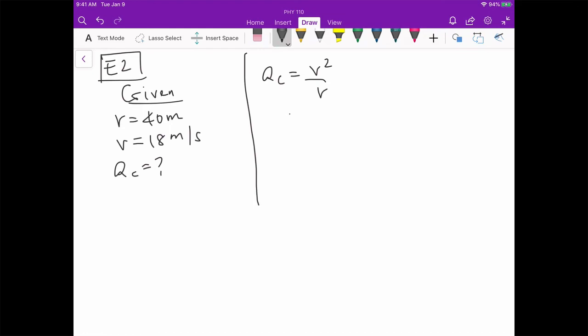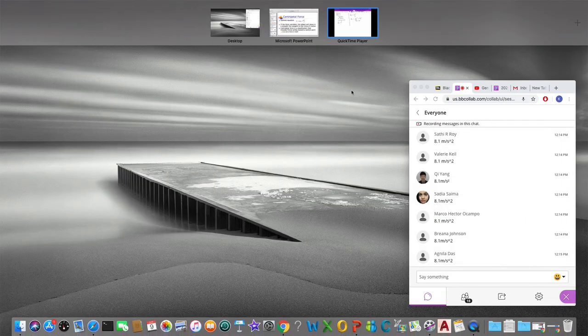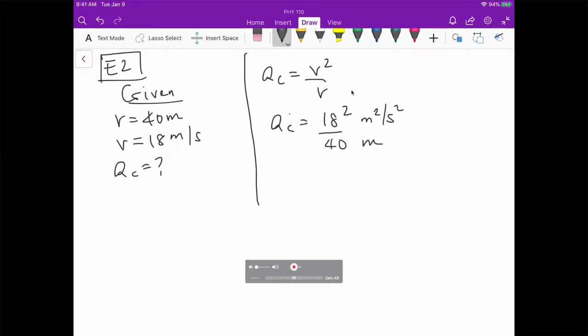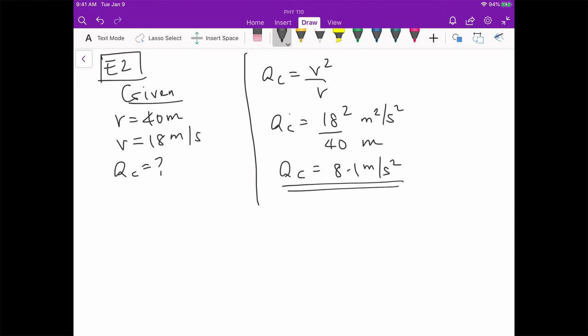Then a centripetal is going to be 18 squared divided by 40. Of course, you have meter squared, second squared, divided by meter. Yeah, perfect. Very good. So the answer is verified, which is 8.1 meters per second squared. Awesome. Excellent.